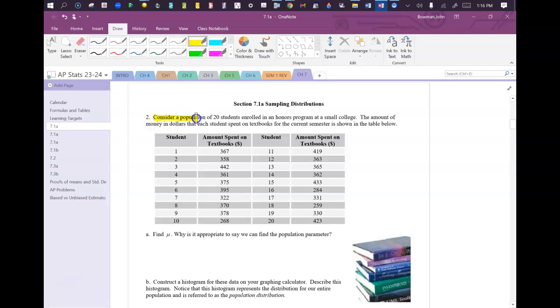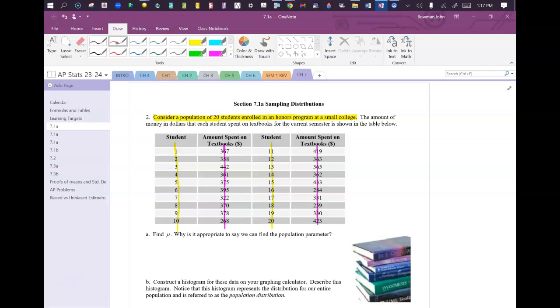It says, consider a population of 20 students enrolled in an honors program at a small college. So here are 20 students numbered 1 to 20, and here is the amount they spend on textbooks. We would first like to find mu, the population mean, and then answer this question: why is it appropriate to say we can find the population parameter?